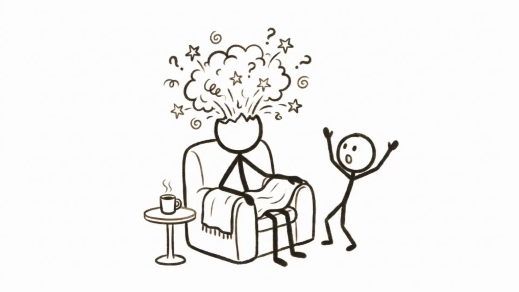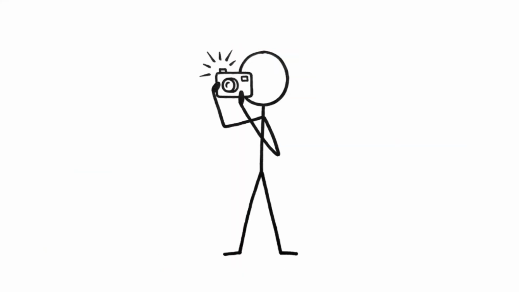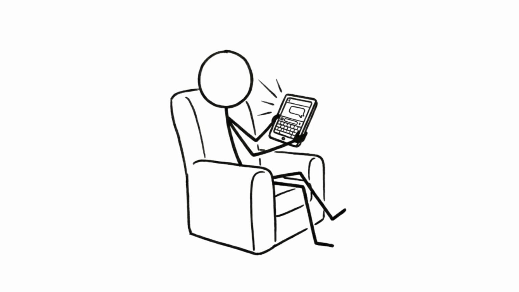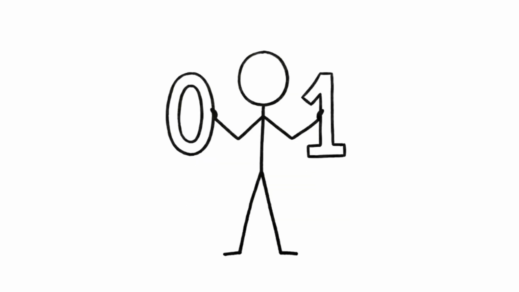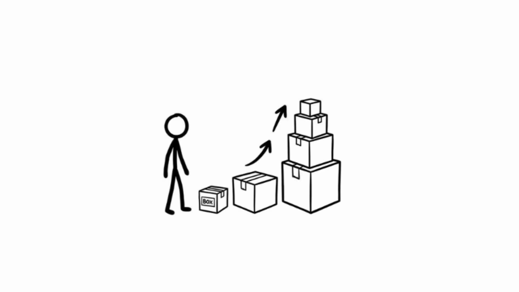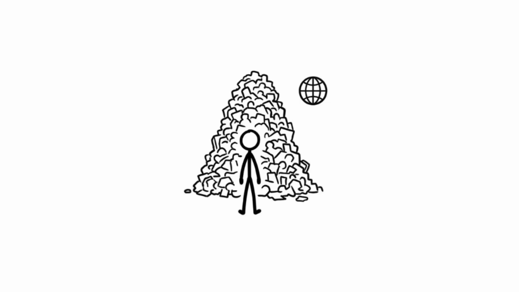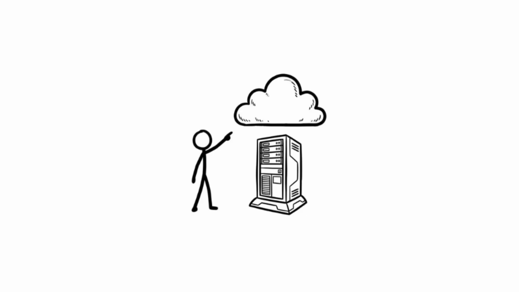Here's the mind-blowing part. Every photo you've ever taken, every video you've watched, every message you've sent, it all started with just those two numbers. Stick around because by the end of this video, you'll understand the complete hierarchy of data storage and exactly how much information humanity has created and where we're headed next.